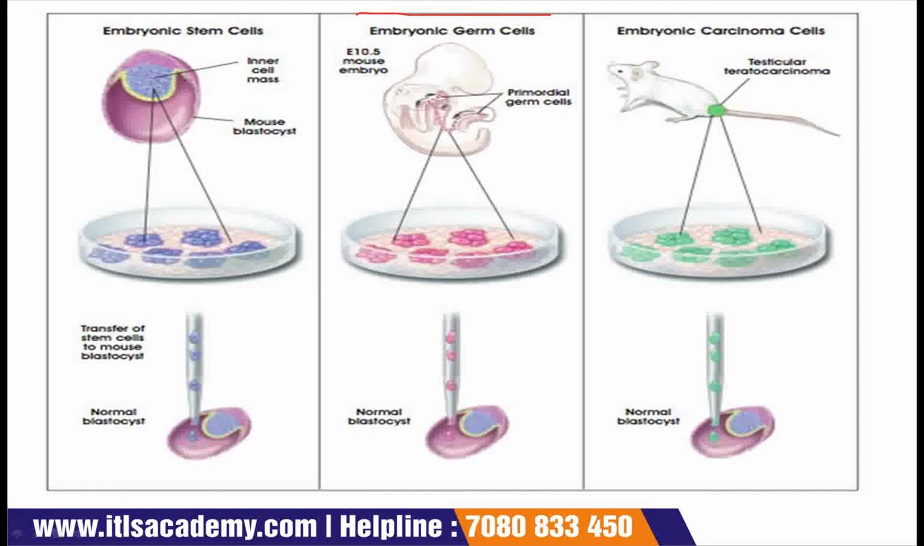Next comes embryonic germ cells. Now we are going to see the culturing procedure for the embryonic germ cells. These are mouse embryo cells. Here come primordial germ cells. These primordial germ cells are taken for culture. In the culture media, you can see here these are normal blastocysts.